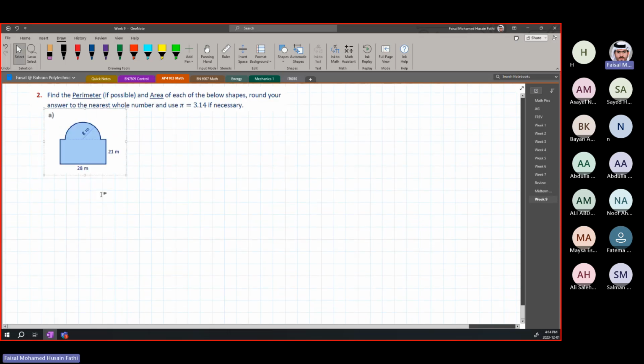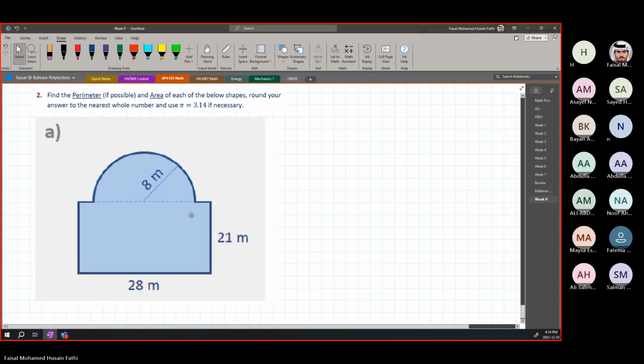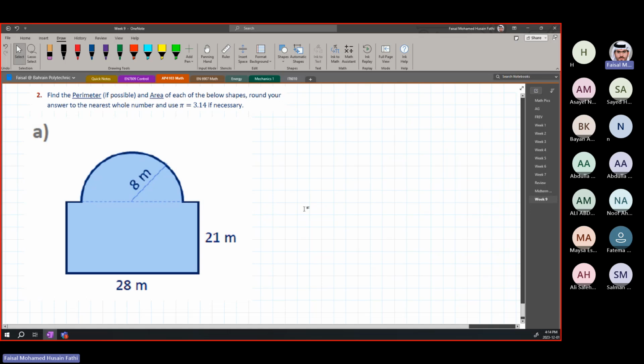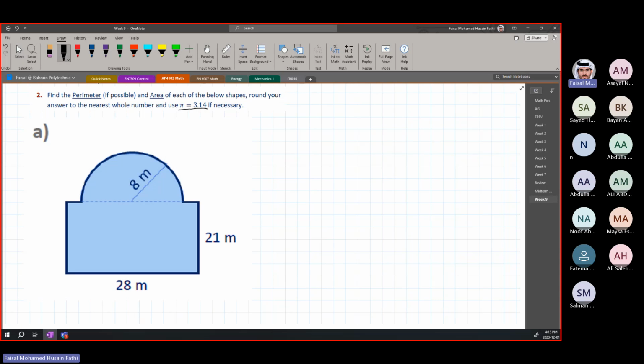Okay. So again, find the perimeter, and if possible, the area, use pi to be equal to 3.14. So keep in mind that whenever we use pi in our calculations of area or circumference or whatever, we have to put 3.14 and not the pi in the calculator, because the question asks us to do that. And also one more thing, it says round your answer to the nearest whole number.